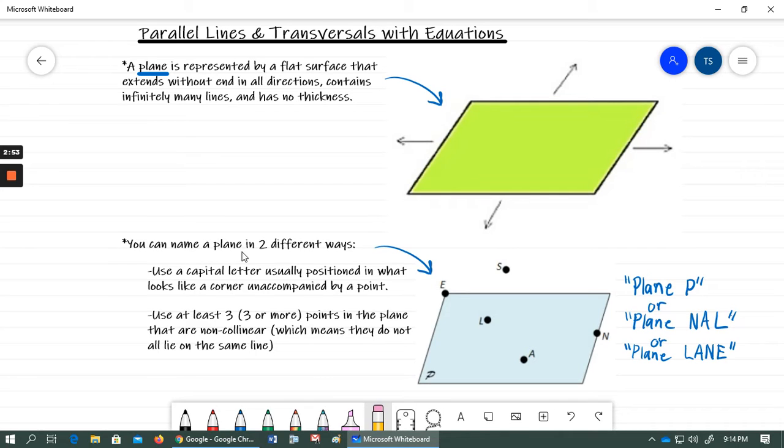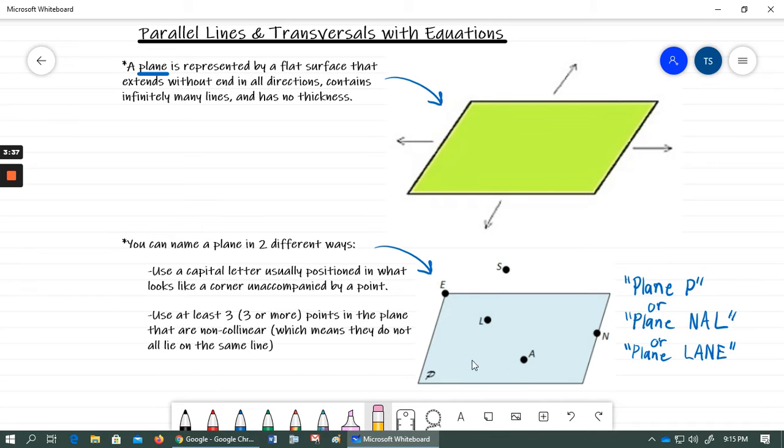We can name a plane in two different ways. One way is to use a capital letter, which will usually be positioned in what looks like a corner. Why do I say what looks like a corner? Because a plane extends in all directions forever without any end. If it extends forever and ever, then it doesn't have any real corners.